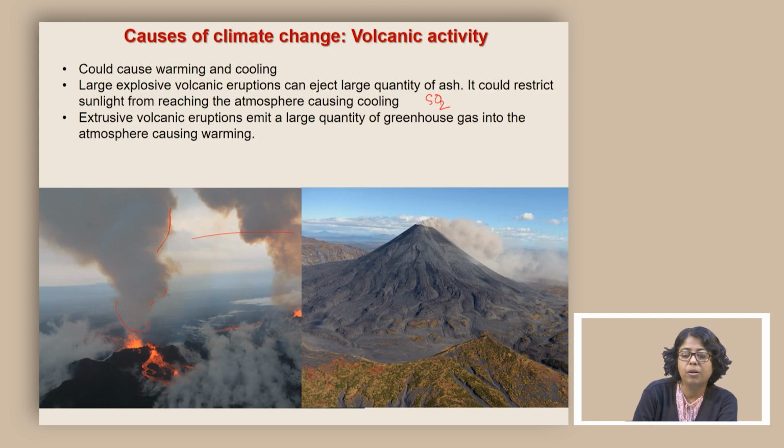On the other hand, extrusive volcanic eruptions often emit a large quantity of greenhouse gases such as carbon dioxide, methane, water vapor. All of these can contribute to the overall greenhouse budget of the atmosphere and thereby increase the temperature. So, this can also lead to global warming.